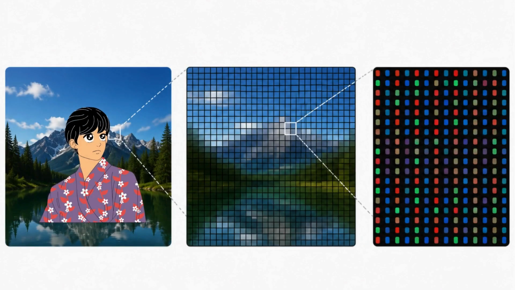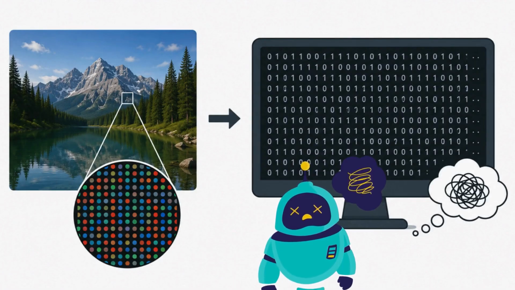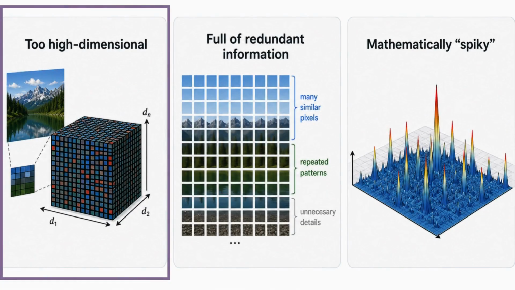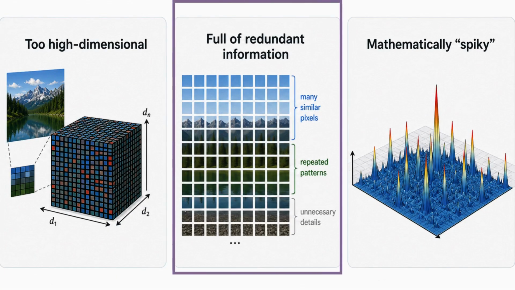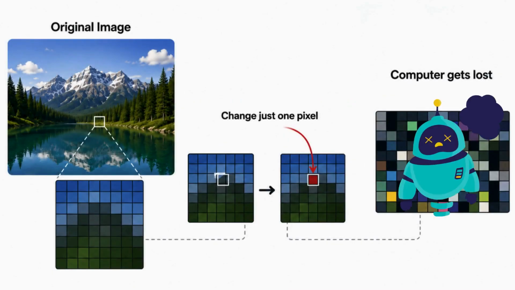This story begins with a problem. How do machines represent the world? As humans, we see pixels, millions of tiny dots of red, green, and blue. But for a computer, treating an image as a million individual dots is overwhelming. It's too high-dimensional, full of redundant information, and mathematically spiky. If you change just one pixel, the computer gets lost.